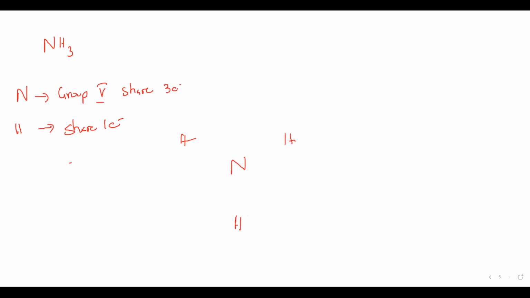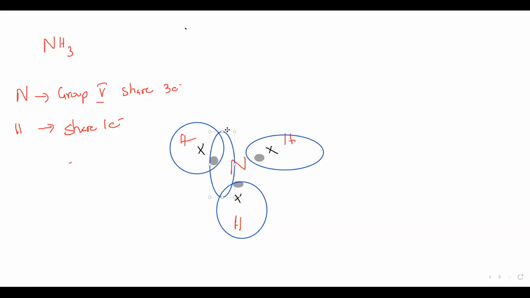So when we start sharing, we'll start sharing with hydrogen, the neighboring one. So if this hydrogen shares 1, nitrogen will share 1. Same way, if this hydrogen shares 1, nitrogen will share 1. And this hydrogen shares 1, nitrogen will share 1. So first, now we draw the circle for each. So hydrogen circle, and then the nitrogen circle. Use a compass in exam to draw these circles.